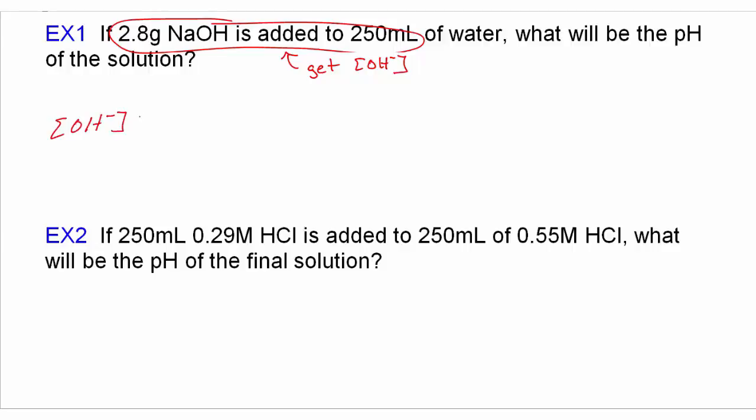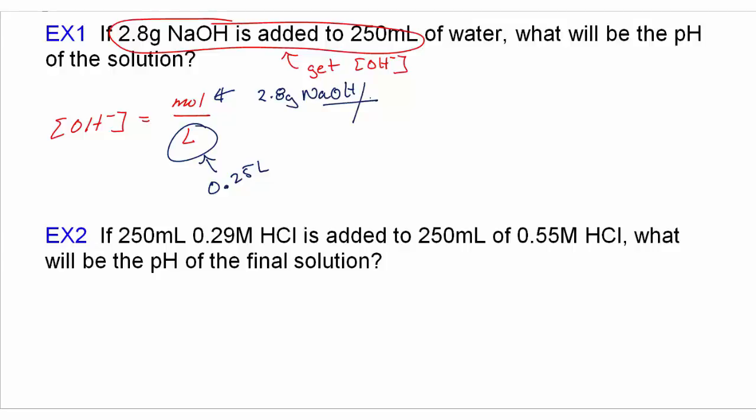Our concentration units are molar, and that's always moles over liters. Well, the liters part is 250 mils. That's going to be 0.25 liters. The moles, always have to calculate it. We have 2.8 grams of NaOH. Let's just convert it into moles.